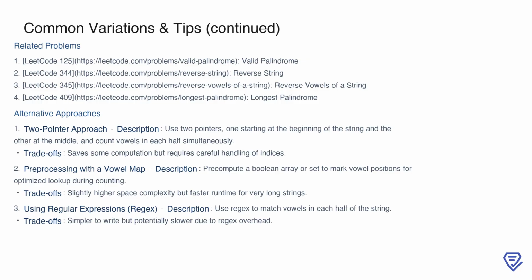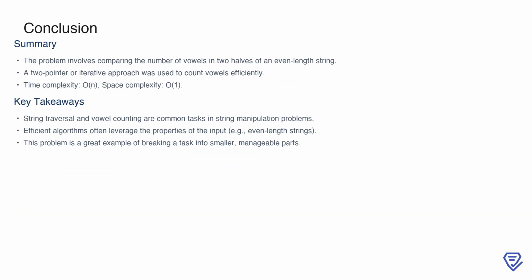Another option is to pre-process the string using a vowel map. By marking vowel positions in advance, you can optimize lookup during counting, though this comes with slightly higher space usage. Finally, you could use regular expressions to match vowels in each half. This approach is concise and easy to implement but might be slower due to regex overhead, especially for long strings. Each of these approaches has trade-offs, so choose the one that best fits the problem constraints and your familiarity with the techniques. Great job completing the problem.